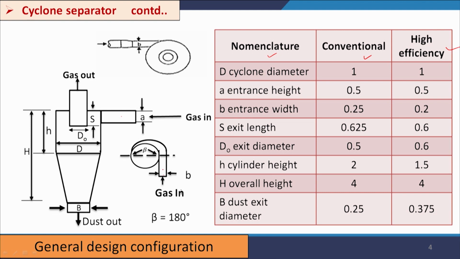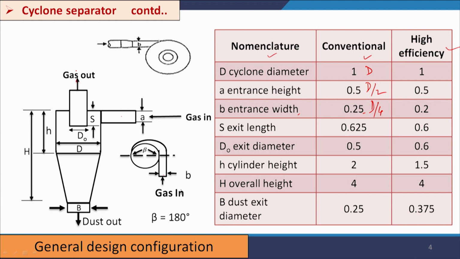So, this is the duct, this is our B and this height is our A. The entrance width B will be 0.25 if one unit is our D, and A will be 0.5. That means A will be D by 2, B will be D by 4, and S is the exit length, that means the duct through which the gas will be going out.